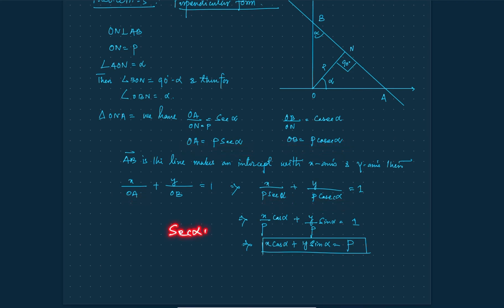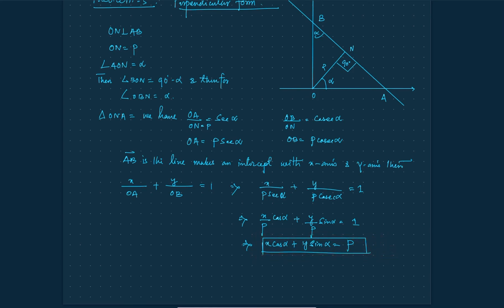We know that sec alpha is equal to 1 by cos alpha, so 1 by sec alpha is cos alpha. Similarly 1 by cosec alpha is sin alpha. So x by p sec alpha plus y by p cosec alpha becomes x cos alpha by p plus y sin alpha by p equal to 1. Then x cos alpha plus y sin alpha is equal to p, as p is the LCM multiplied on the right hand side. So this is the normal form of the equation of a straight line.